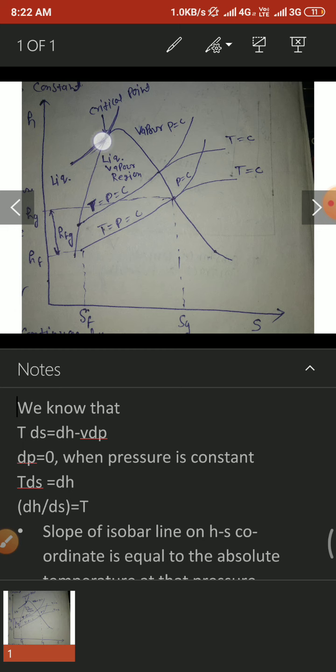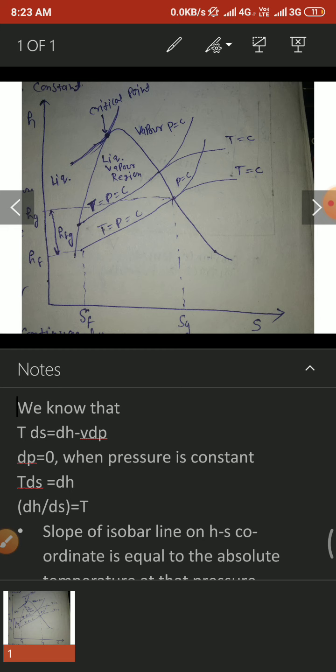In this diagram, this point is known as critical point. At this point, all quantities are called critical quantities, like critical pressure, critical temperature, critical volume. This line is constant pressure temperature line, which is a straight line within the wet region. And in the superheated region, constant pressure line and constant temperature line are diverging in nature to each other.